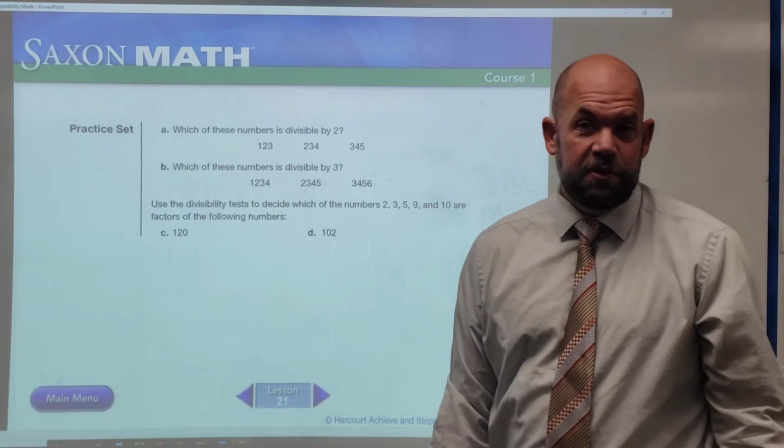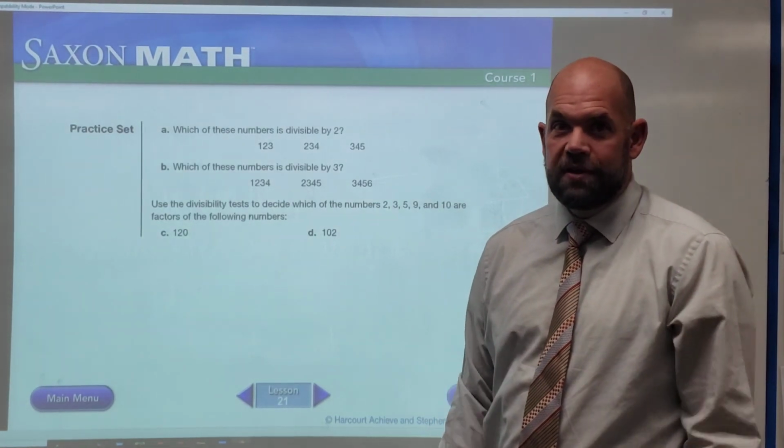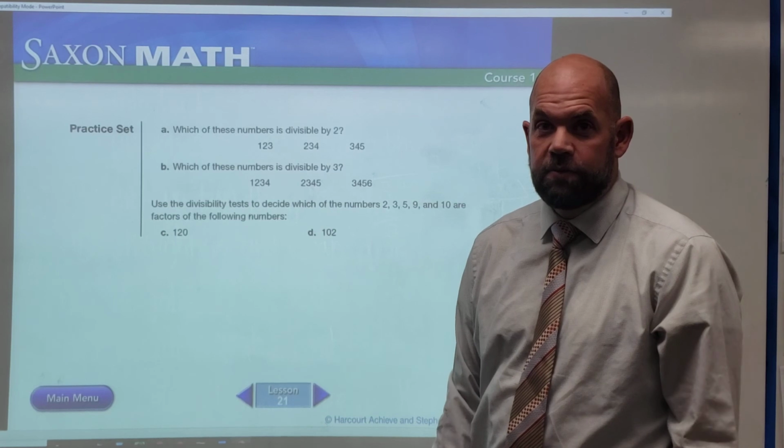And that's it. This is kind of a crazy lesson, just a cool way to figure out what the different factors are for any given number.